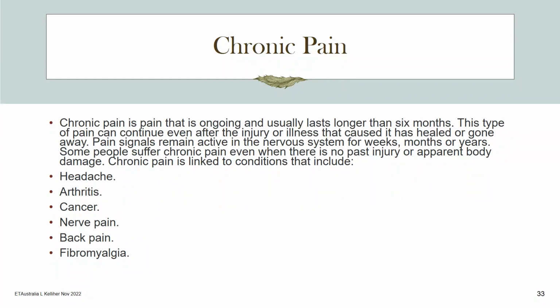Pain signals remain active in the nervous system for weeks, months, or years. Some people suffer chronic pain even when there is no past injury or apparent body damage. Chronic pain is linked to conditions that include headache, arthritis, cancer, nerve pain, back pain, and fibromyalgia.